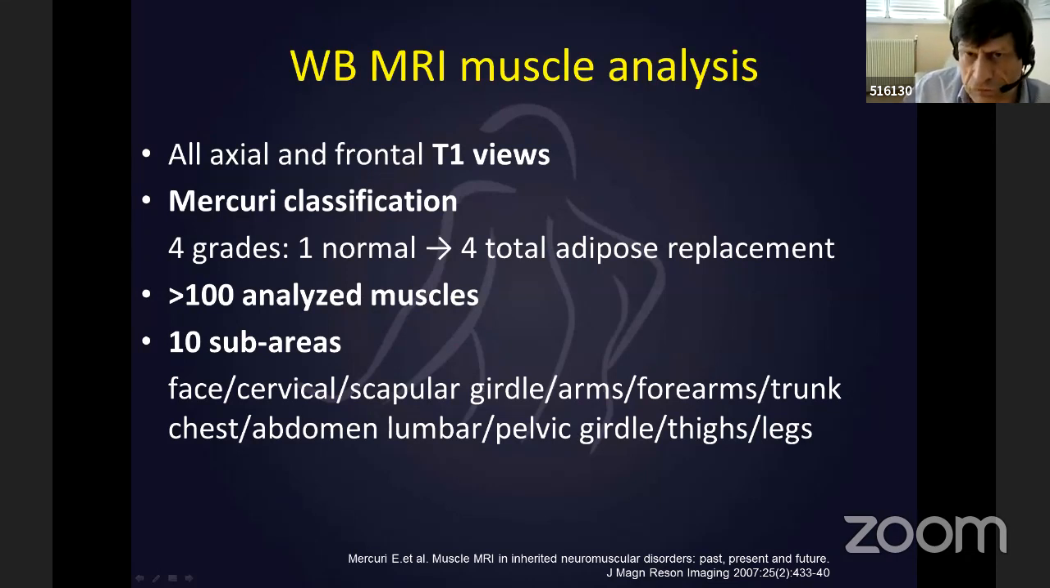After the technical description, the radiologist has to perform the analysis of the examination. We examine all axial and frontal T1 weighted views. We perform the Mercury classification. Mercury has performed a classification divided into 4 grades. 1 is normal, and 4 is total adipose tissue replacement. We analyzed more than 100 muscles divided into 10 sub-areas from face to legs.